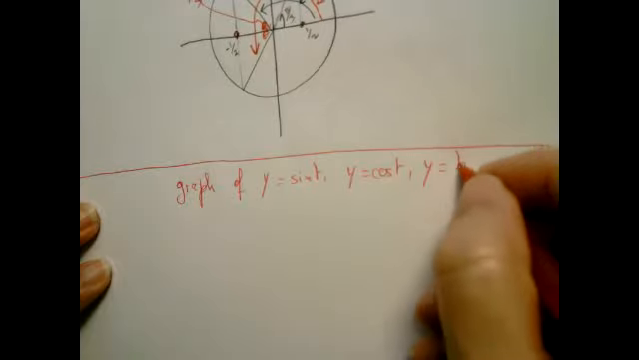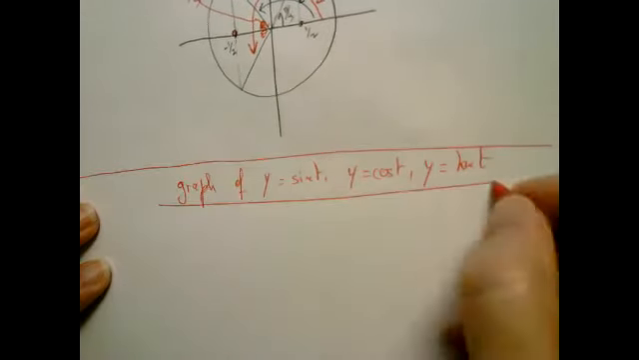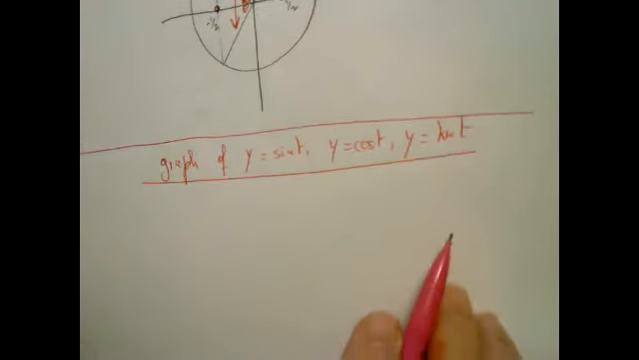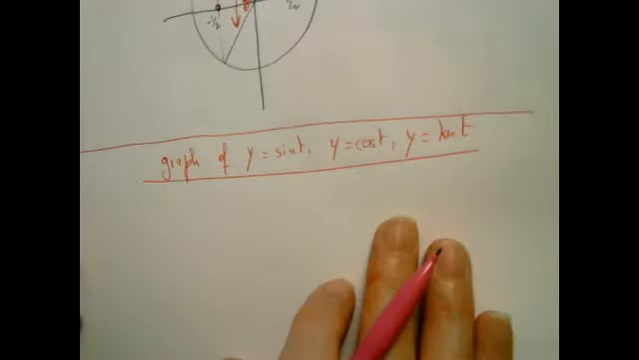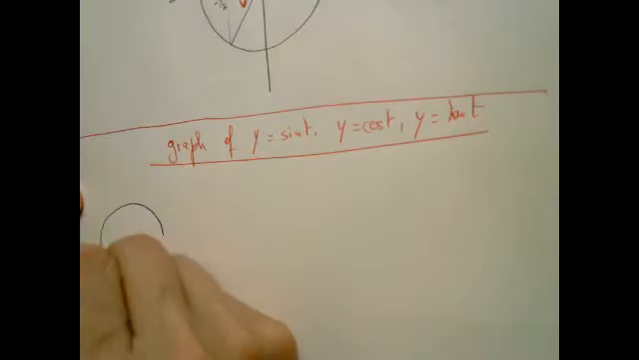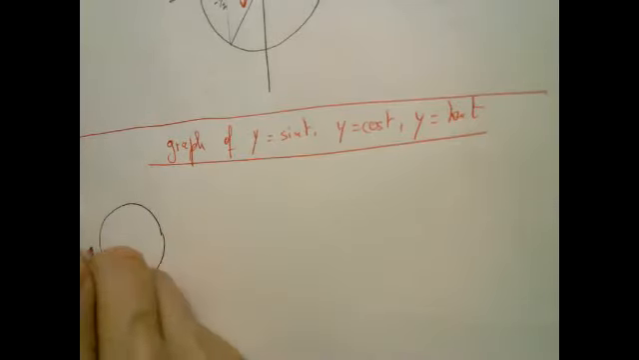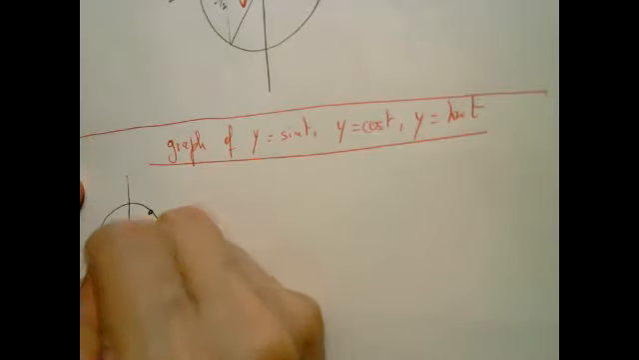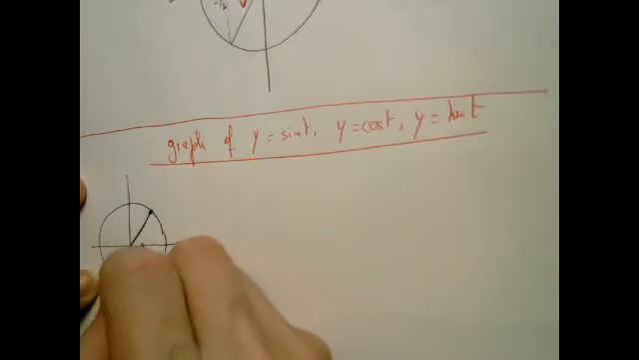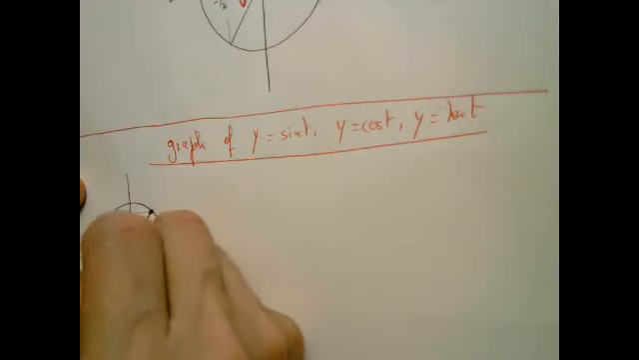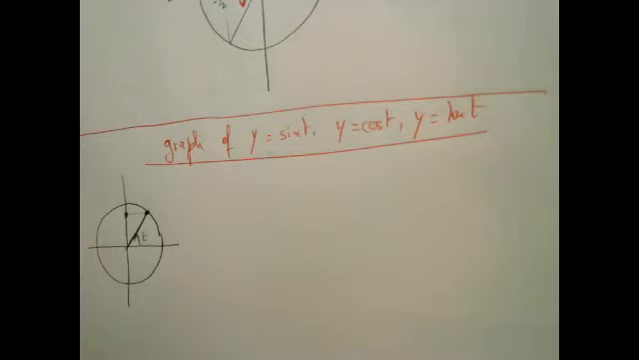Y equals tangent. Okay, so I start with one, as I said, and then the second one, I will just remind you how it looks. So y equals sine. Let us remember first the definition that I will never back off from. The definition of the sine is you start from here, and if you take an angle t, the sine is nothing more than the y coordinate. Okay, that's really our definition.